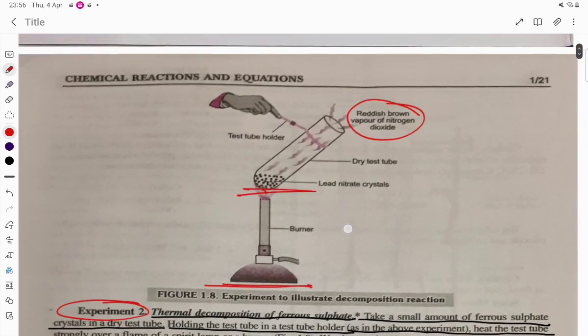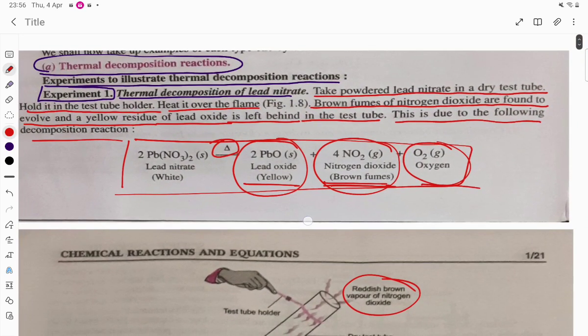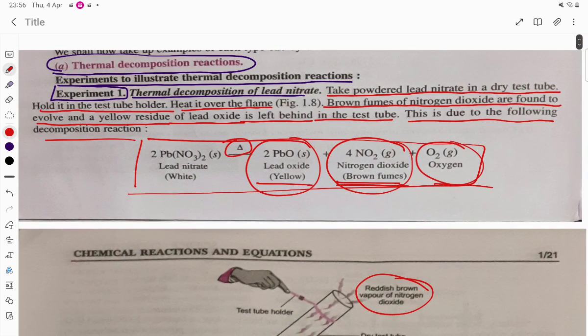You can make a note of it, and in the next video we will go for the electrolytic decomposition reaction.